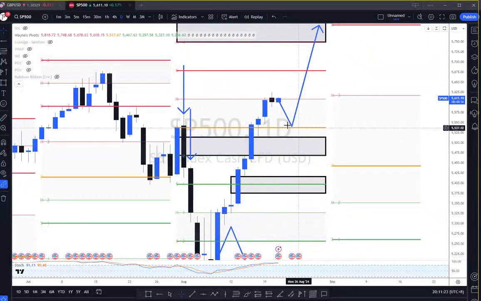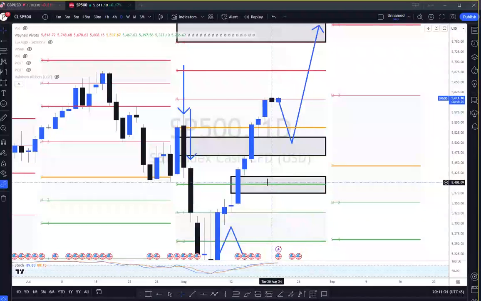Okay, so these are the two key areas. If we are looking to buy, if you can get a dip into this area, this will be our first consideration. And then our second consideration will be this area here.